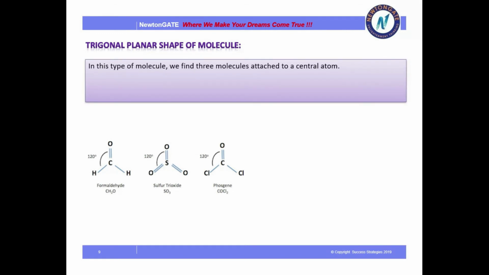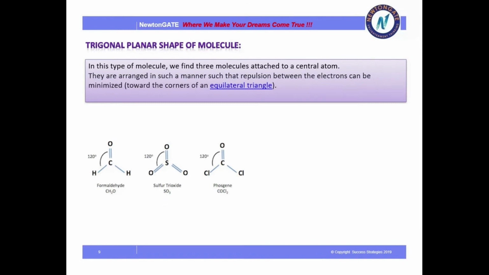Okay. Next, come to the triangular planar shape of molecule. In this type of molecule, we find three atoms attached to a central atom. They are arranged in such a manner that repulsion between the electrons can be minimized, towards the corners of an equilateral triangle. Example, BF3. Here you can see other examples: CH2O, SO3, CCl2O, and there is a bond angle of 120 degrees between the bond pairs. So this is the trigonal planar shape of molecule. Clear?